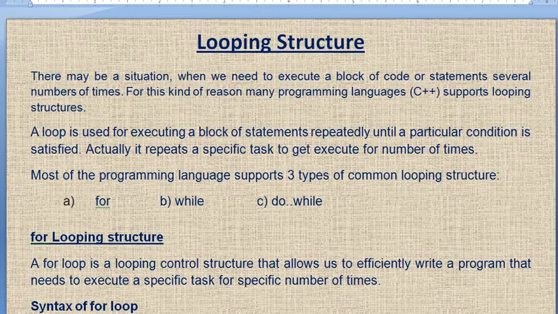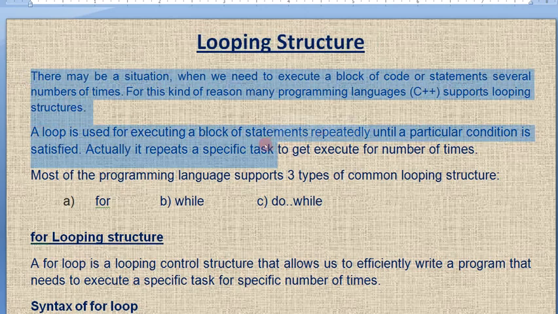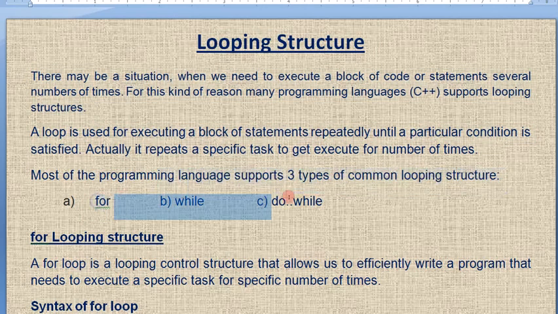Welcome all. In this video we are going to continue with looping structure, the topic we have already started in some of the previous videos. Previously we came to know about the definition of loop, and that there are mostly three types of loop structure: for loop, while loop and do while loop. For loop we have already completed.